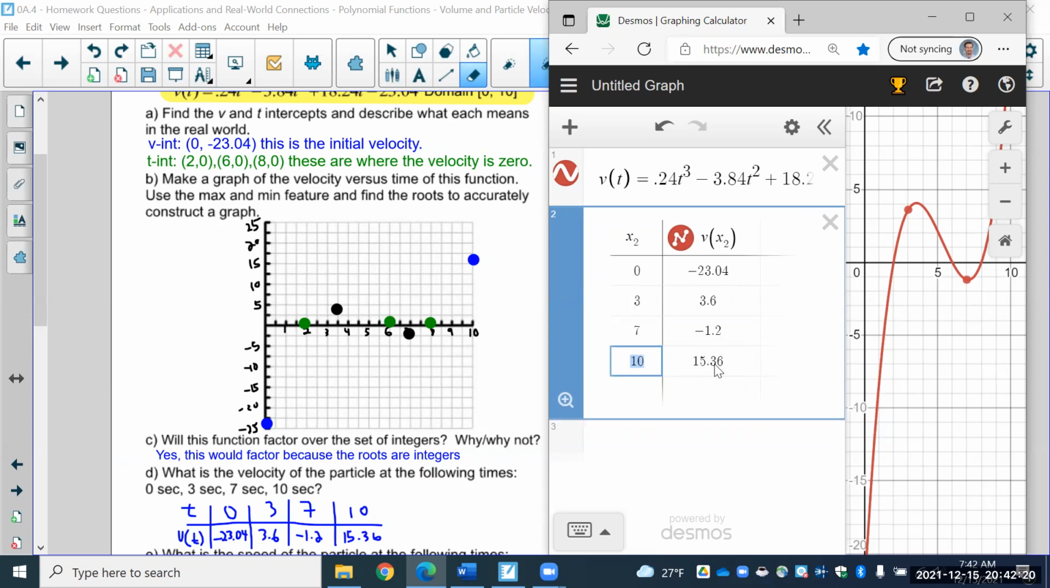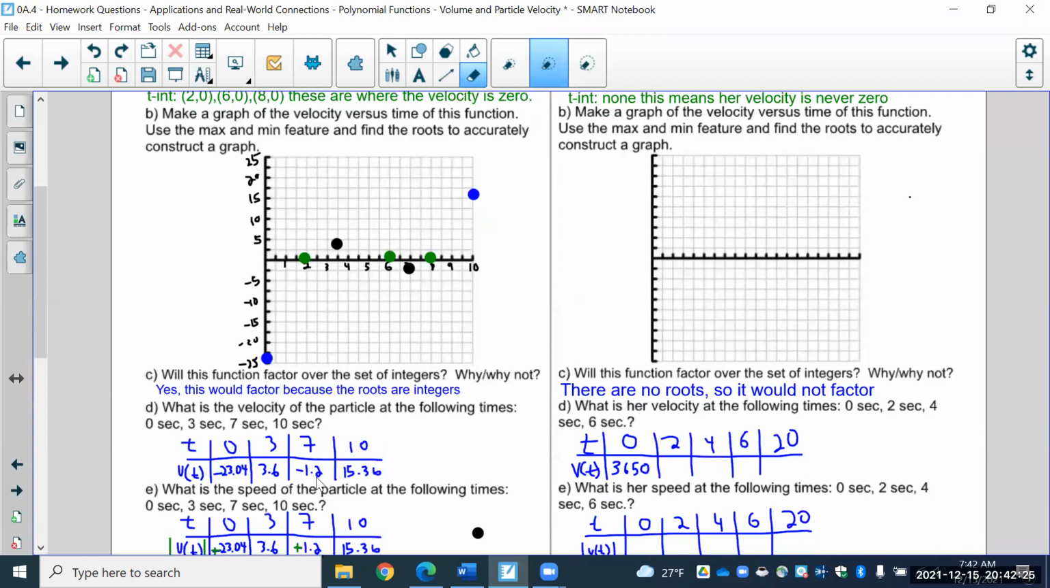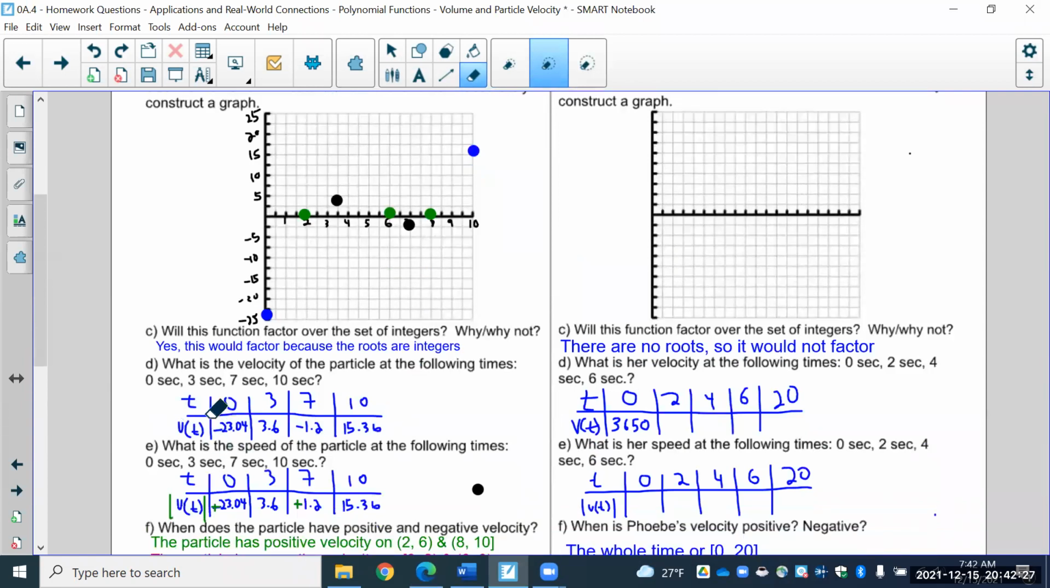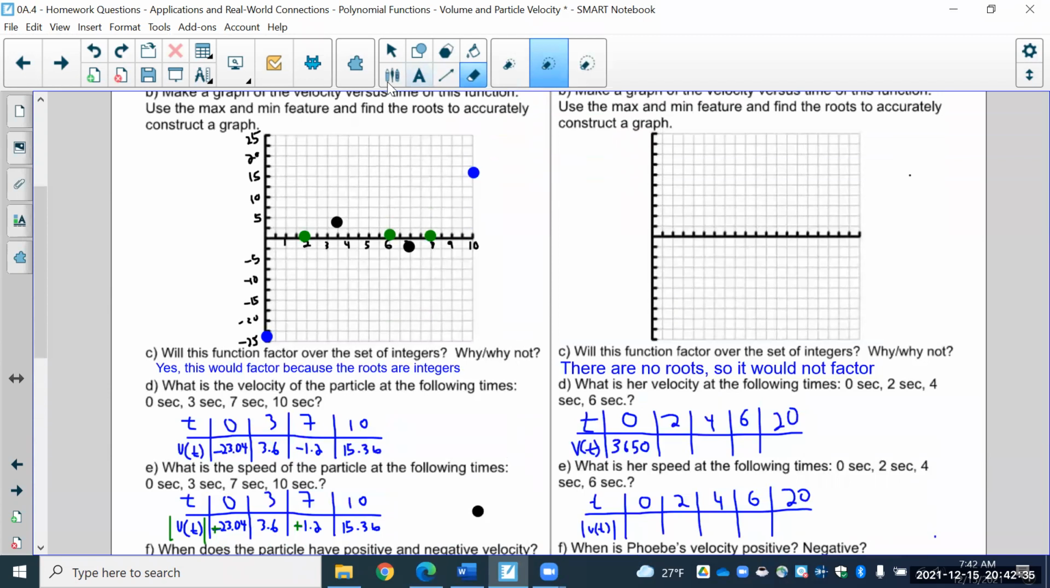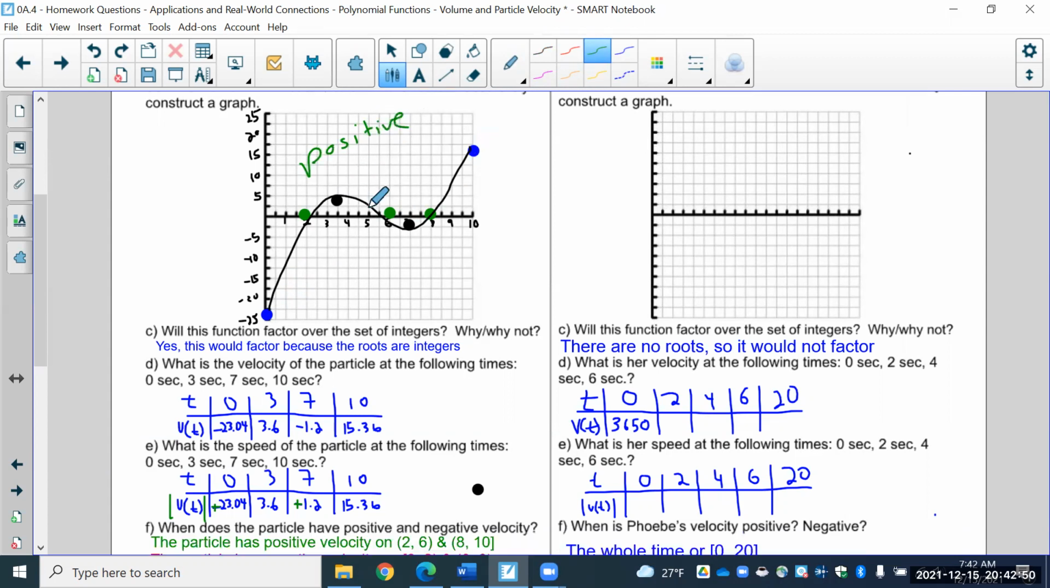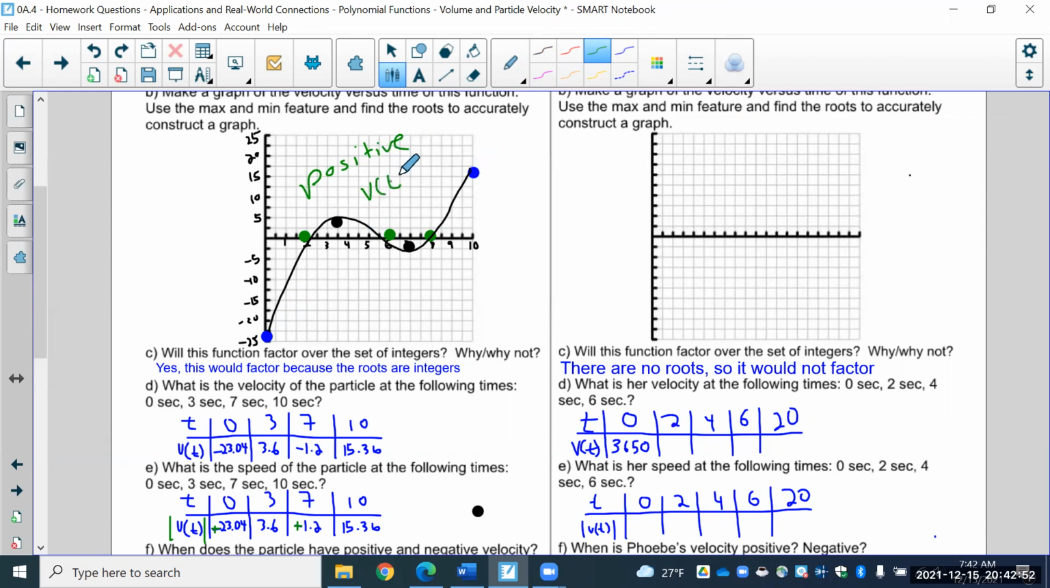So now I put 15.36 where the 10 was. I'm just kind of adding the pieces in as I go. The speed is to take the absolute value of the velocity. So these 2 negatives become positive. Okay. When does the particle have positive or negative velocity? Well, I'm going to go ahead and draw the graph here. If I look at the graph, the particle is positive up here. This is where it has positive velocity values. So if this is, right, that's positive v of t, and this is negative v of t.